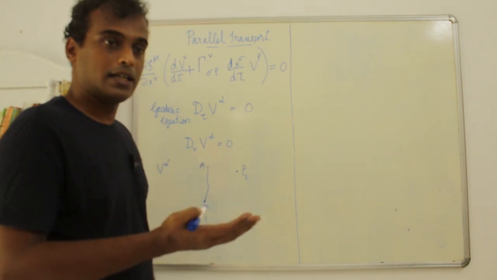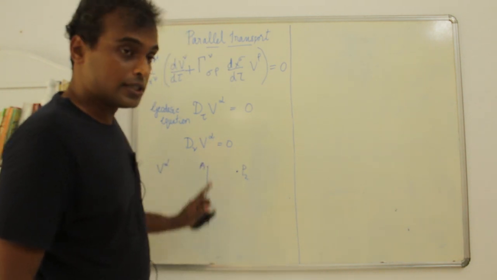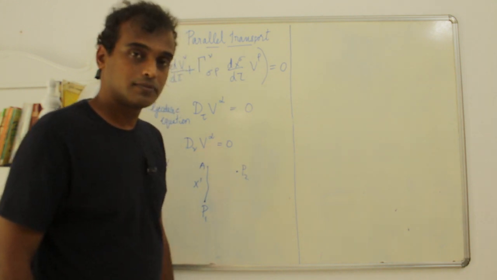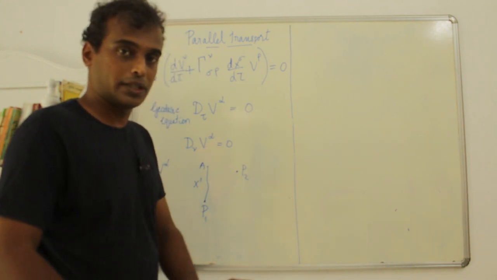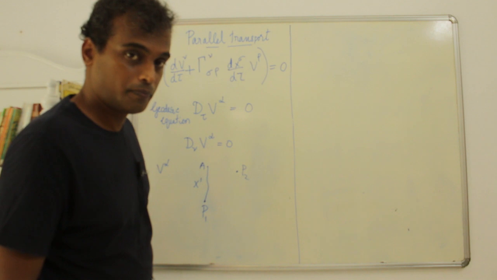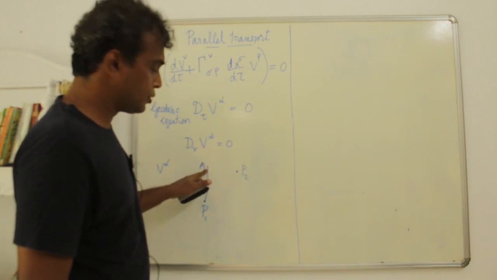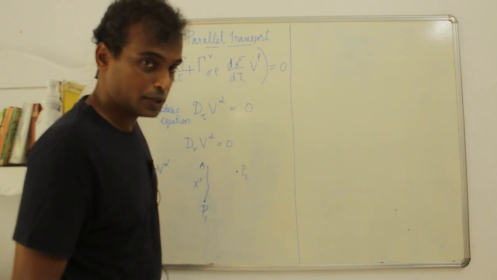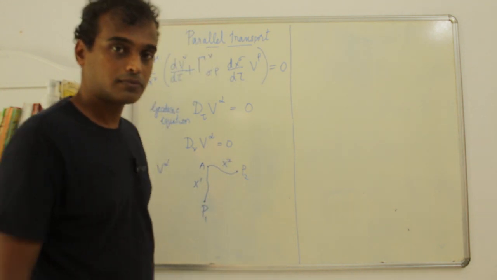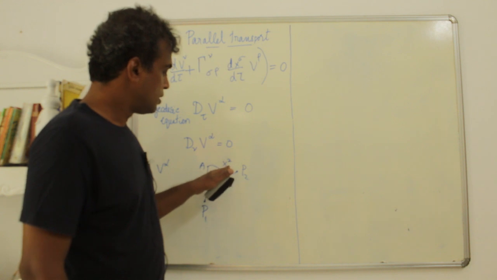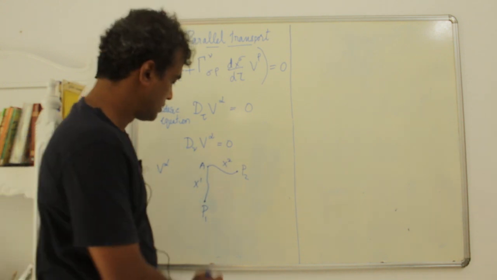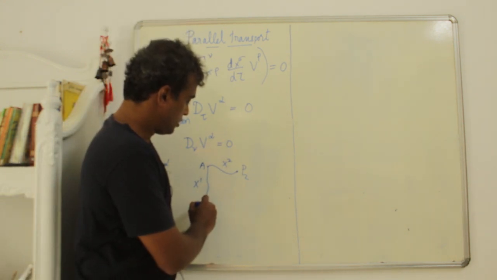I have four coordinates, remember, in my space-time. I can go from point P1 to point A by varying only one of the four coordinates. Let's choose that coordinate to be x1. The remaining coordinates, x0, x2, x3, all stay constant while going from point P1 to point A. Then the point A is also so chosen that I could go from point A to point P2 by varying only one other coordinate, which is the coordinate x2. While going from A to P2, every other coordinate except x2 remains constant. That's one curve.